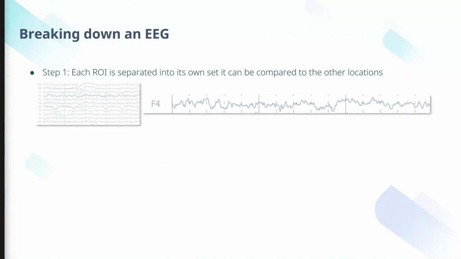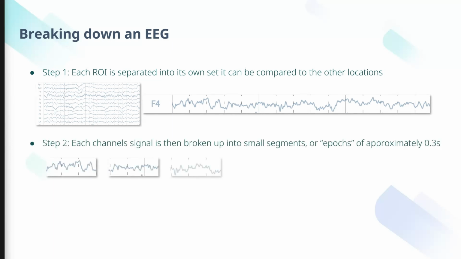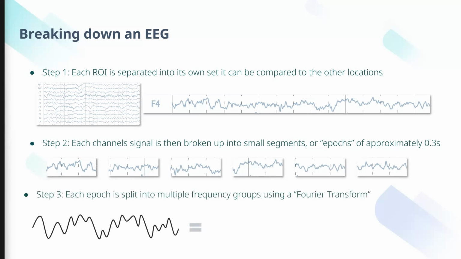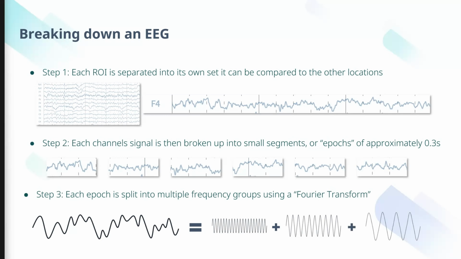So what do we have here? We have an EEG signal. We have 68 of these signals after our sLORETA analysis at all of these different regions of interest. What we're going to do after we have those different signals is break them down into separate epochs of approximately 1/3 of a second. Some epochs might be around 2 seconds. That kind of varies in the literature. And then we're going to take each one of these epochs and split it into its specific frequency groups using a Fourier transform.